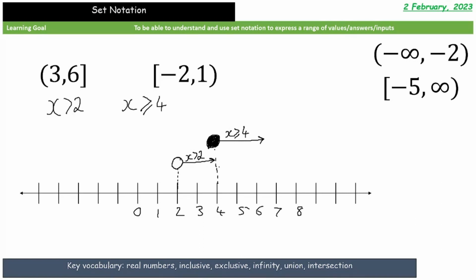Now they have a very good use when you're doing things like quadratic inequalities, and some rules there, and we will get to that in this unit with functions. But before we do that, let me explain these brackets. Now it is really, really simple.